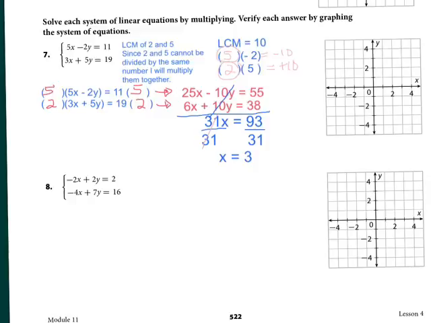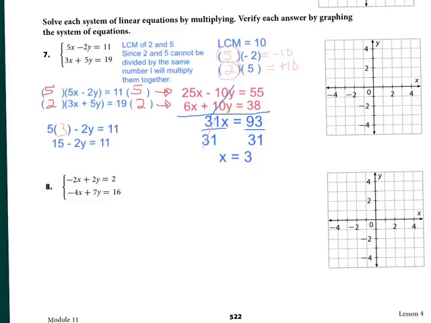Now that we have our x value, we're going to go back to one of our original equations. So either the top equation, 5x minus 2y equals 11, or the bottom equation, which is 3x plus 5y equals 19. Now I'm going to choose to go with the top equation. So I'm going to take our x equals 3 and plug it in right next to the 5. So I'm going to take this 3 and plug it in here. So it's going to look like this, the 5 times 3, 15 minus 2y equals 11.